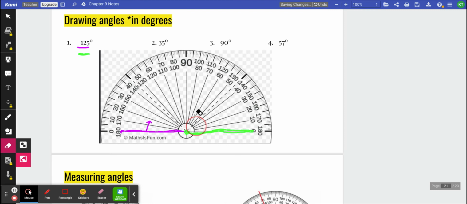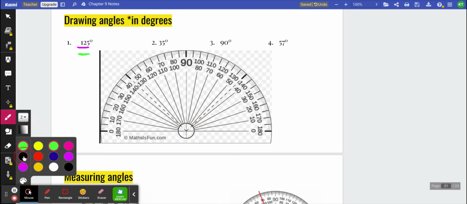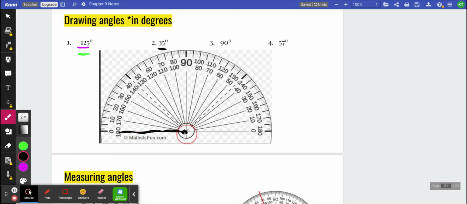So I'm going to erase those out of there, right? We'll do another one. Let's do 35 degrees, right? And I'll do it from this way. So there's my initial line coming into my vertex, and then 35, so 10, 20, 35 right here. I can see the 35, I'm using the top, that's an acute angle.